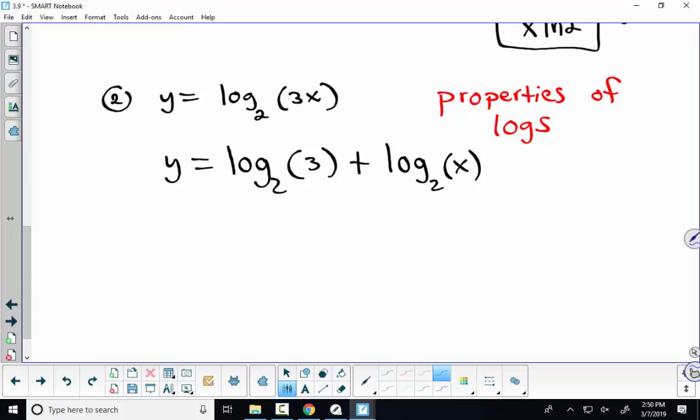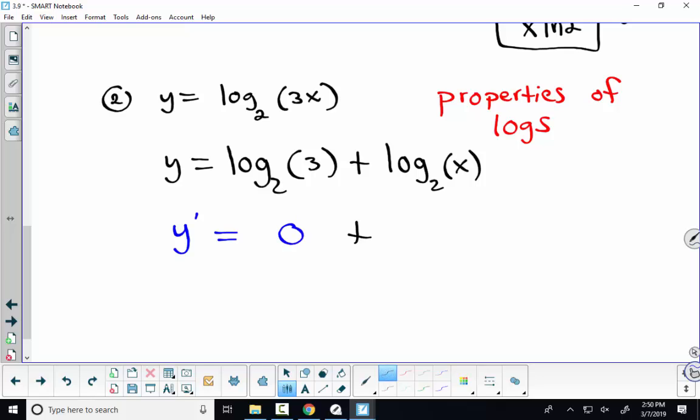And then I can take the derivative of the sum of two functions of x. So y prime equals, what's the derivative of the log base 2 of 3 with respect to x? It's a constant, yeah. Log base 2 of 3 is just some number. 2 to what power equals 3 is what that number is. So the derivative of this is 0.